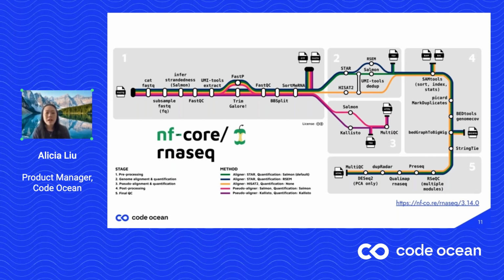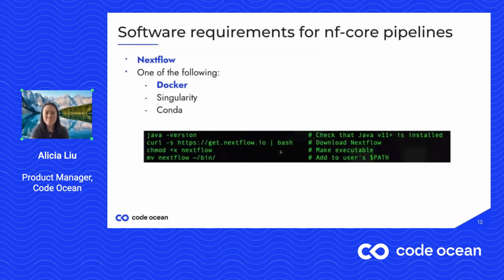I will say I have no Nextflow experience, by the way, but I know that NF Core provides extensive documentation, so I was ready to give it a shot. And this is what it kind of looked like for me. I was just doing this on my own personal laptop. We start with the software requirements. Of course, you will need to install Nextflow, and then you will need one of the following software packaging tools, either Docker, Singularity, or Conda. Here at CodeOcean, we like Docker, so that is what I used.